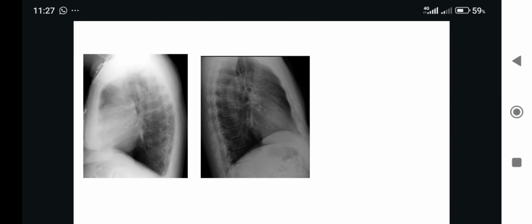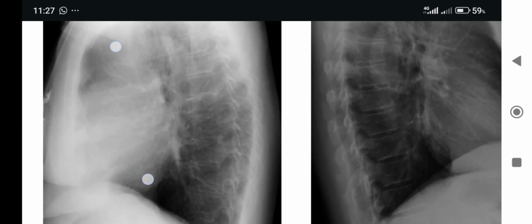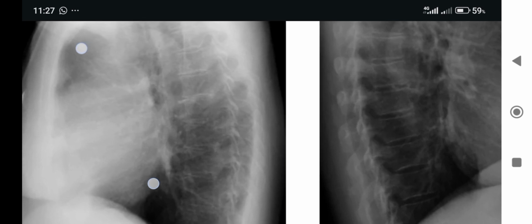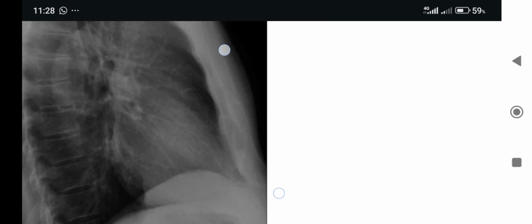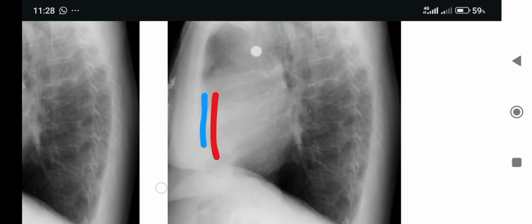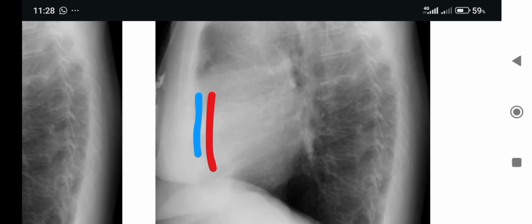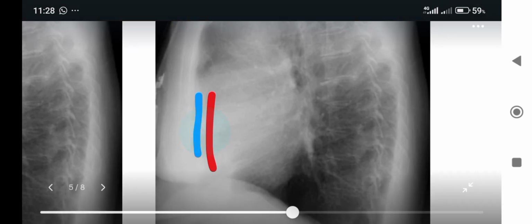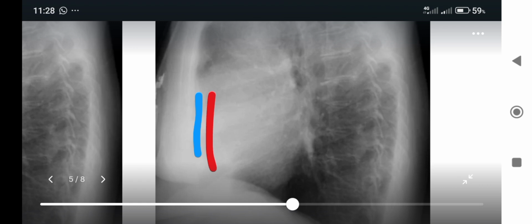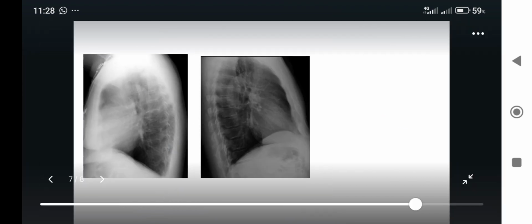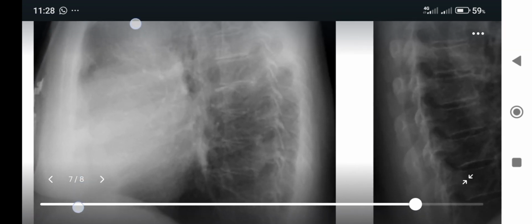Then the Oreo cookie sign. In the image I showed you, you can appreciate the lucent lines, but here you cannot appreciate the double lines that I showed you. I forgot to let you know that the lucent line between the opacity, between the two lines, is the pericardial fluid. So you can appreciate it here, but you cannot appreciate any pericardial fluid here.